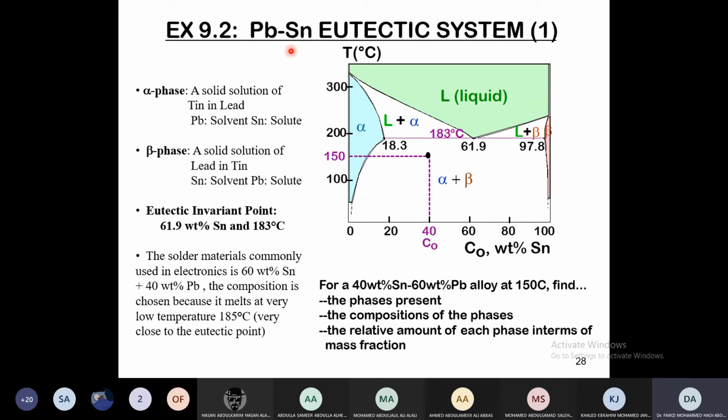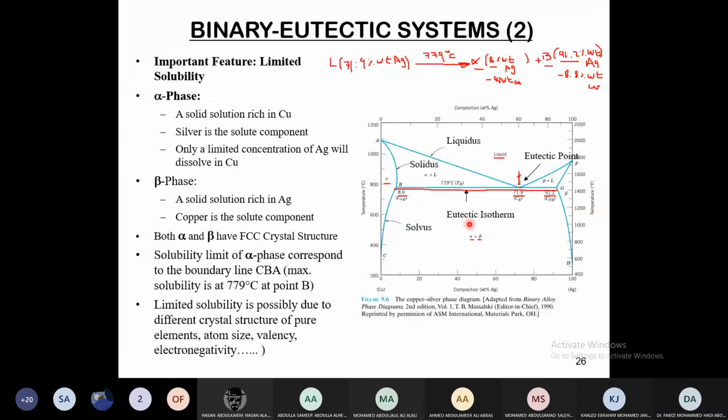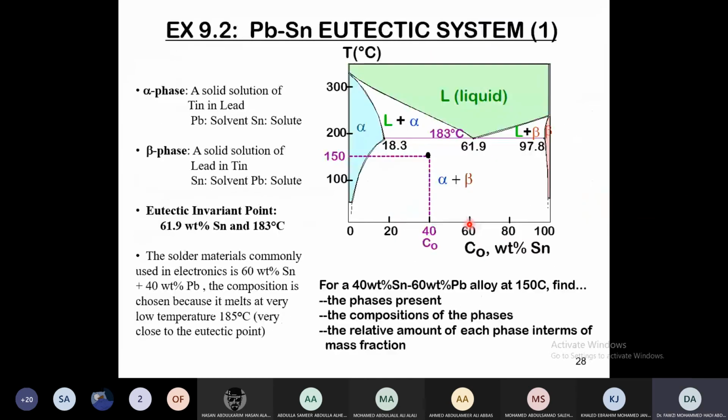This is also a eutectic, a binary eutectic system. So you have two components there, the lead and the tin, and it is eutectic because it behaves in the same way. This is the phase diagram. It's the same animal that we have seen in the previous system, same shape, but of course for a different system. You can see the eutectic point occurs at 61.9. The eutectic isotherm is 183 there.